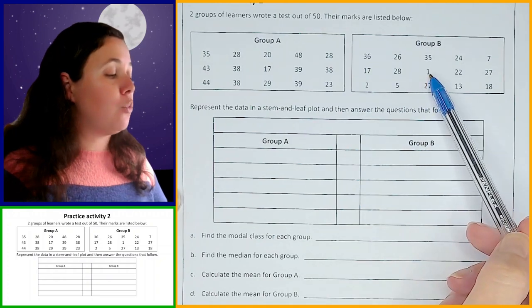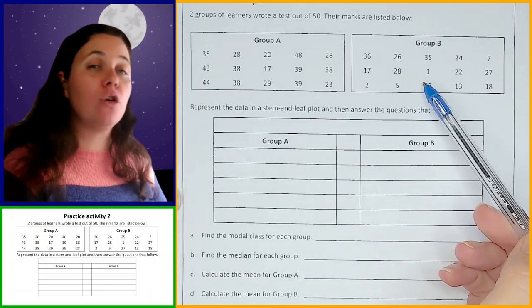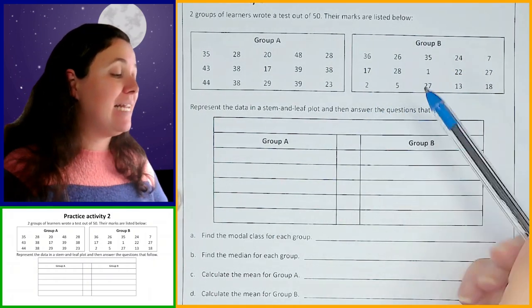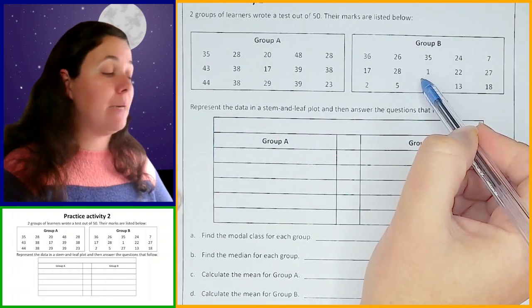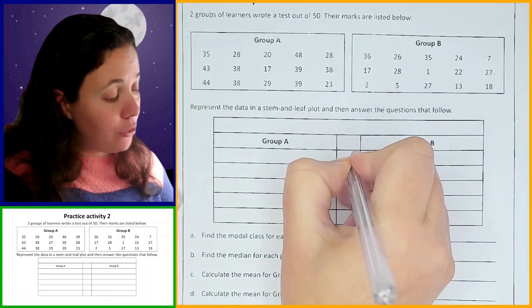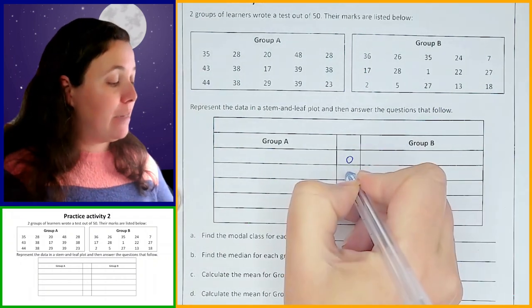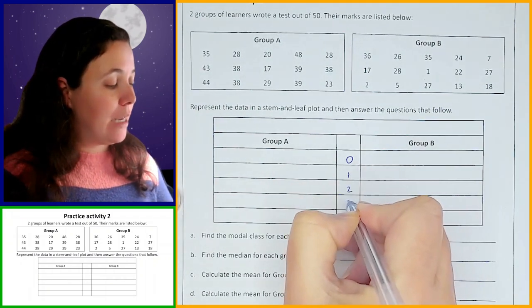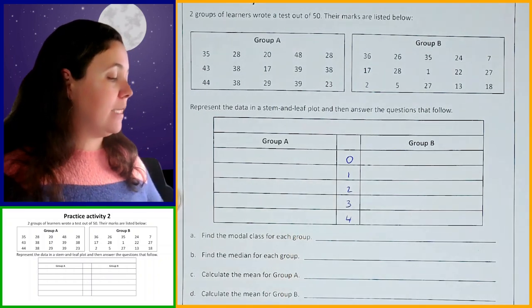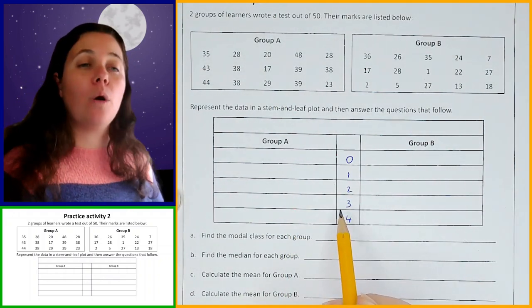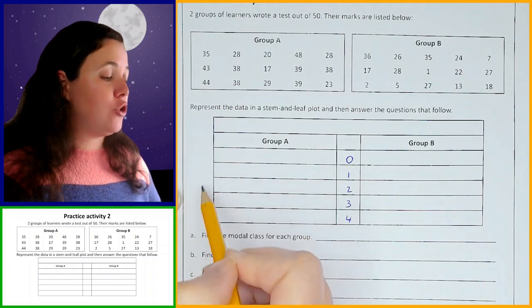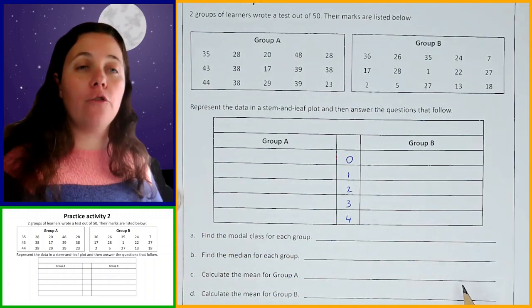Okay, so 1, remember we need to look and see how many tens that has. So the number 1 has 0 tens. So my first number in my stem is going to be 0. And then I'm going to have 1 and 2 and 3 and 4. Then once I've done that, I'm going to go and do my rough version of my leaves.